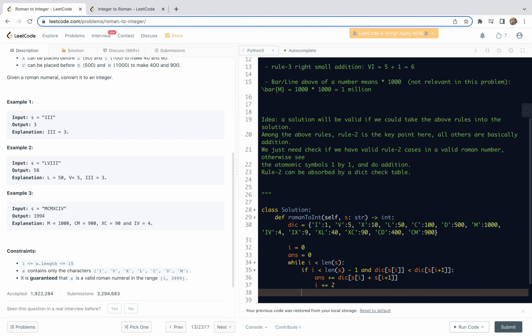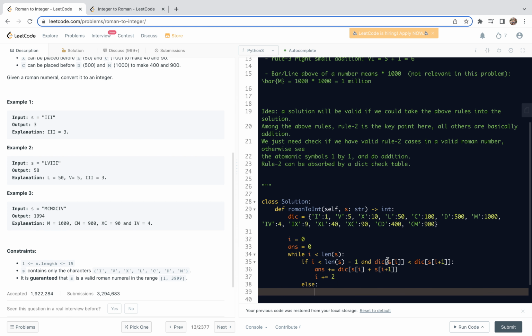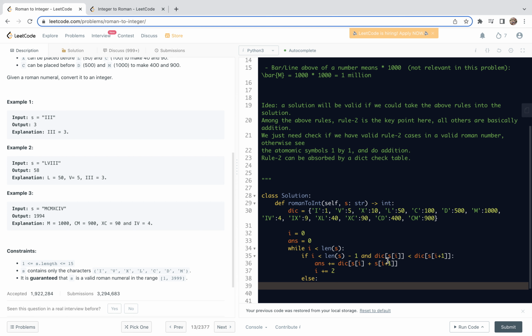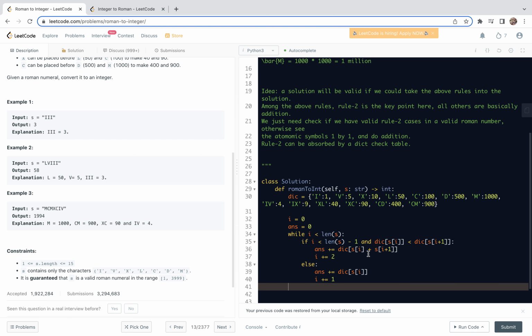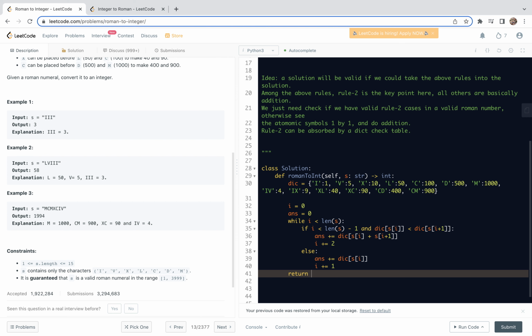So this is the one case. In all the other cases, we do not have rule 2, so we just need to add the numerical correspondence for the atomic symbol, that is, answer adds dict of s[i]. Then in this case, we increment i by 1. This is the full while loop and the bulk of the work. Next we just need to return the answer. That's actually a full solution to this problem. Overall, it's a dictionary check table and then a linear traversal.